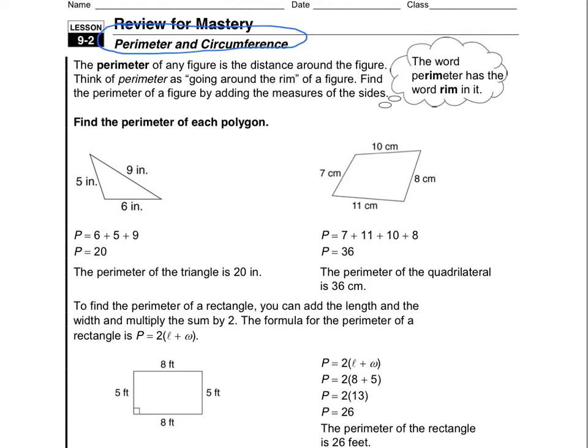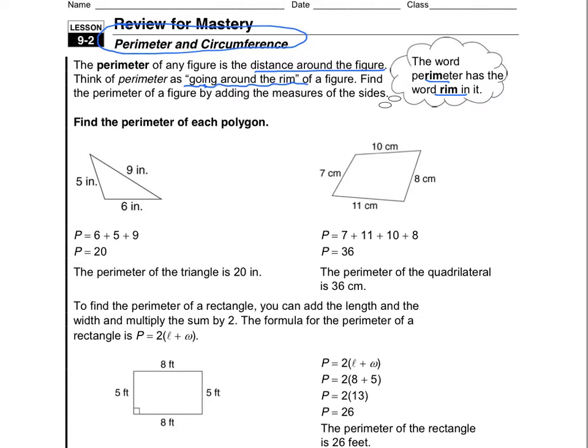Perimeter of any figure is the distance around the figure. If you were to wrap a string around the shape and then unravel the string, that would measure the distance. That's the perimeter. You want to think about perimeter as going around the rim. The rim means edge because the word rim is in perimeter. You want to find the perimeter by adding the measures of the sides.